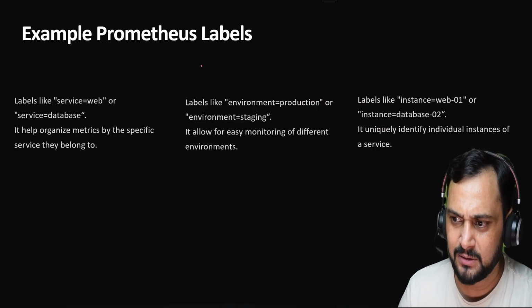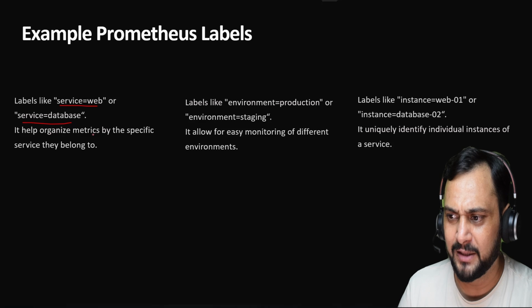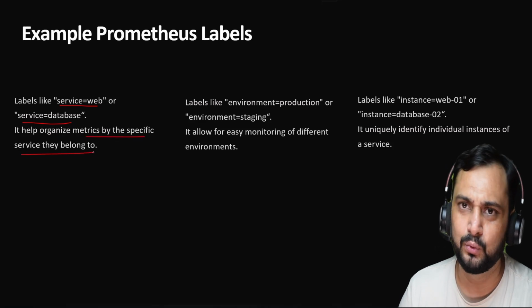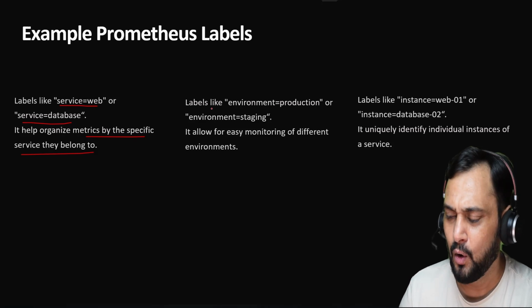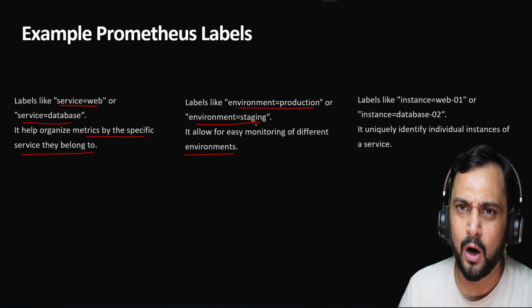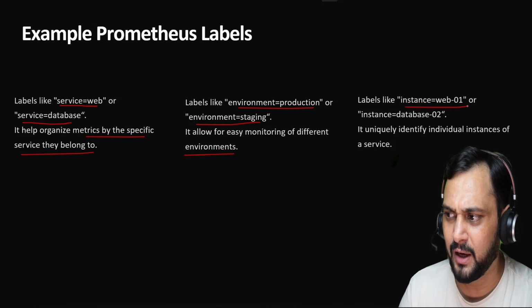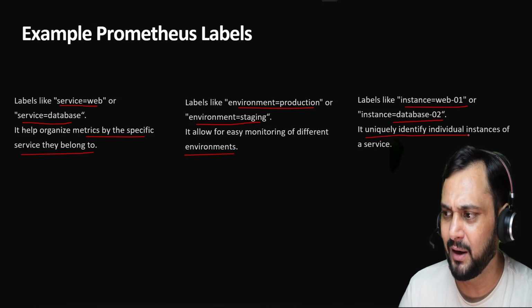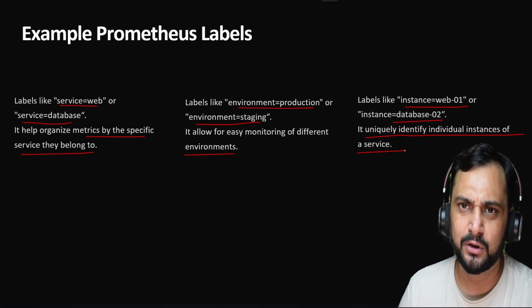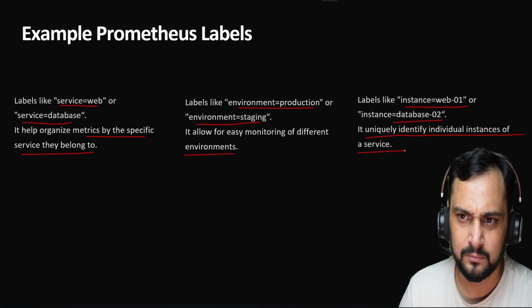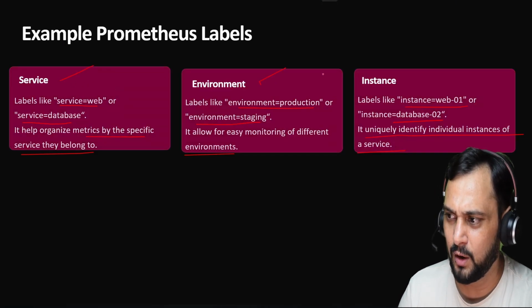Here are examples of Prometheus labels. Labels like service equal to web or service equal to database we can use. They help organize metrics by the specific service they belong to. We can also use labels like environment equal to production or environment equal to staging. It allows for easy monitoring of different environments. So it's all up to us how we define the labels, and after that we can use those labels. Labels like instance equal to web01, if we have different types of servers, web01 or database02, we can also check. So it uniquely identifies individual instances of a service. So it is for service, this is for environment, and this is for instances.